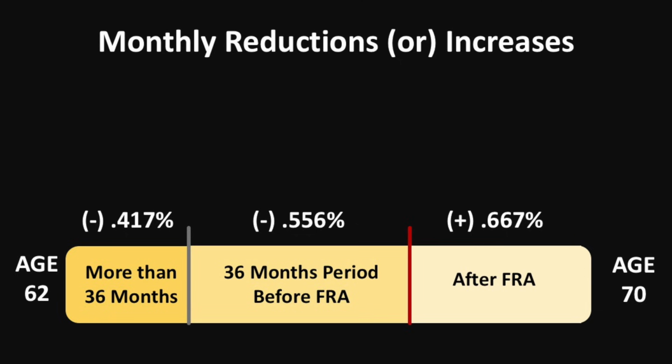Now, a lot of people don't want to retire right on their birthday, so it's important to break this down by a monthly amount as well. After your full retirement age, your benefit will be increased by 0.667% per month you delay. For the 36-month window prior to your full retirement age, your benefit is reduced by 0.556%. And for more than 36 months, it is reduced by an additional 0.417%.